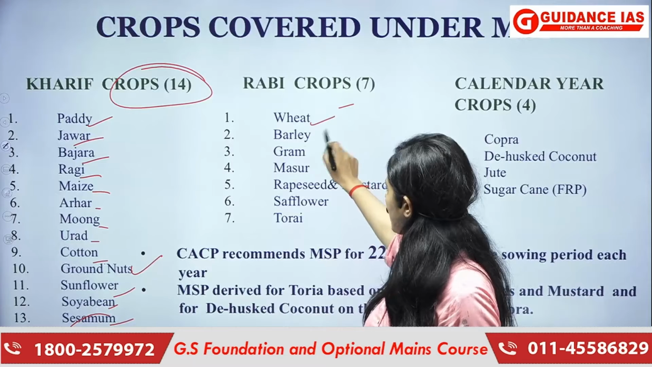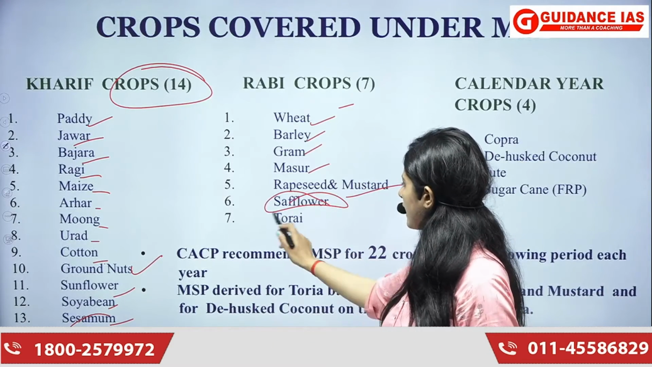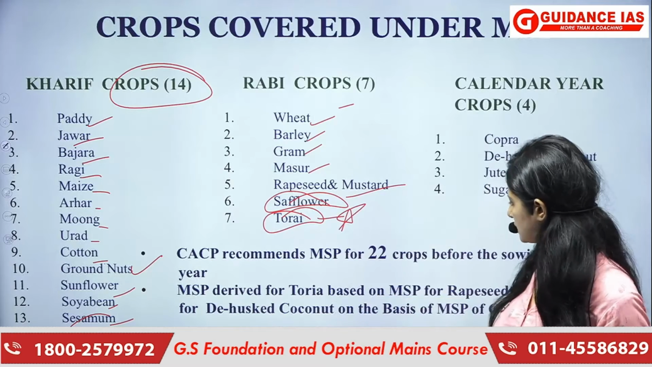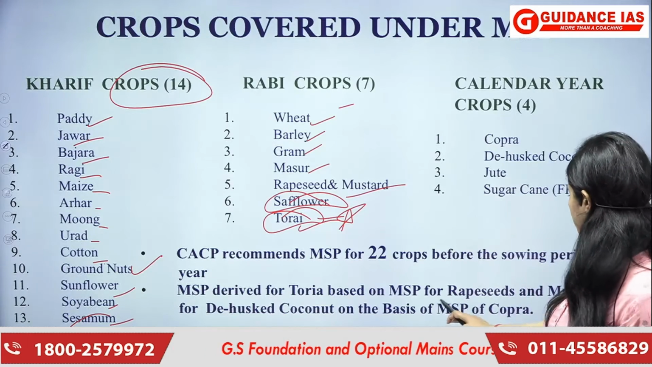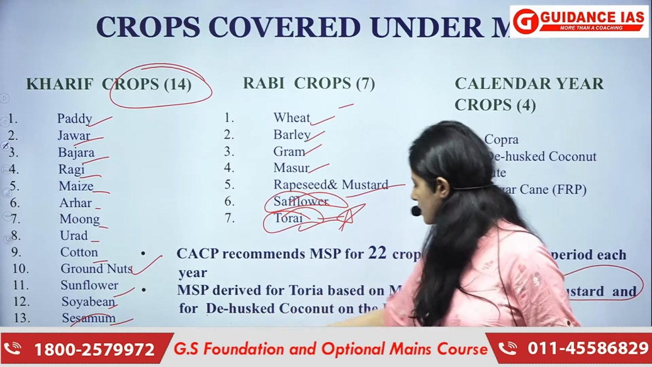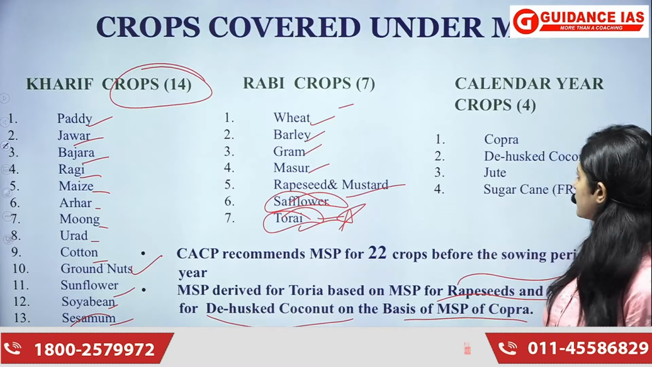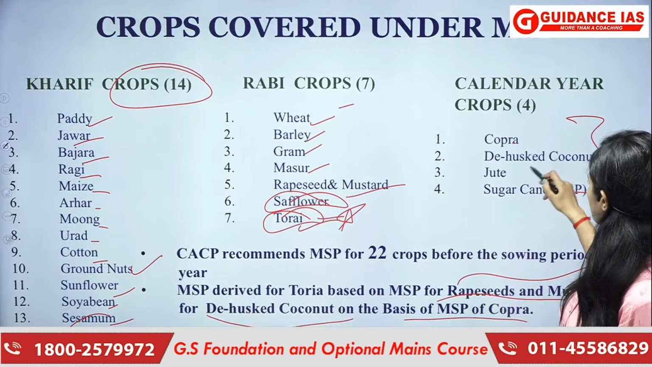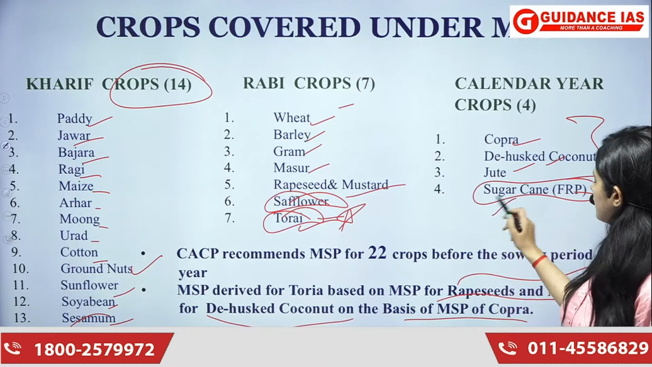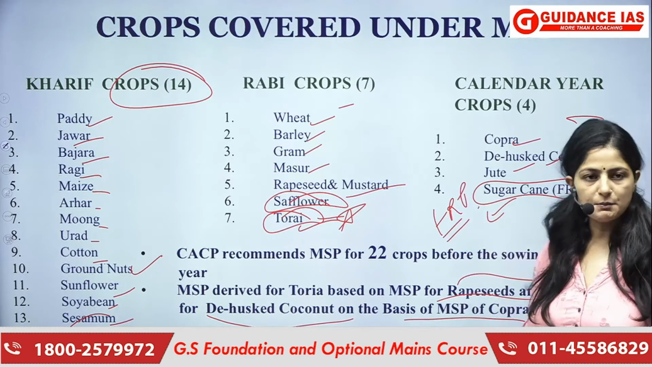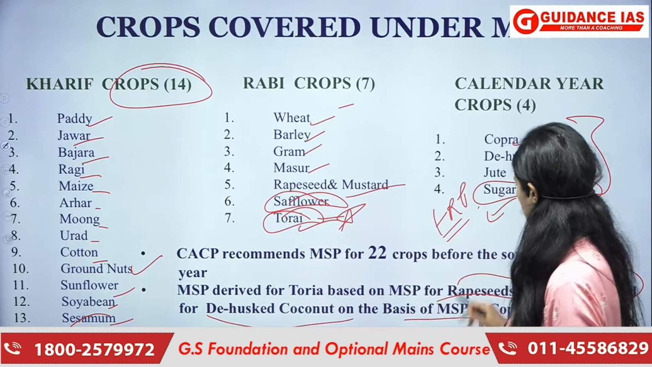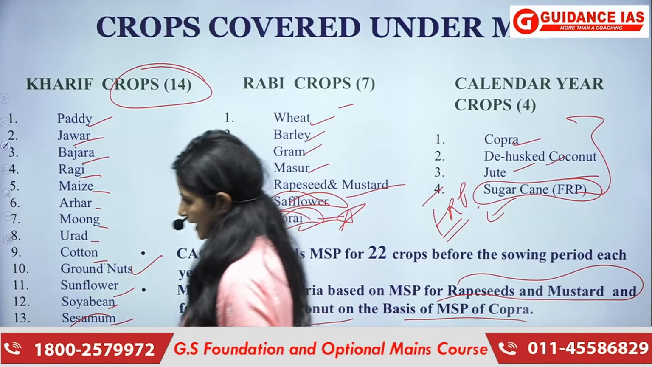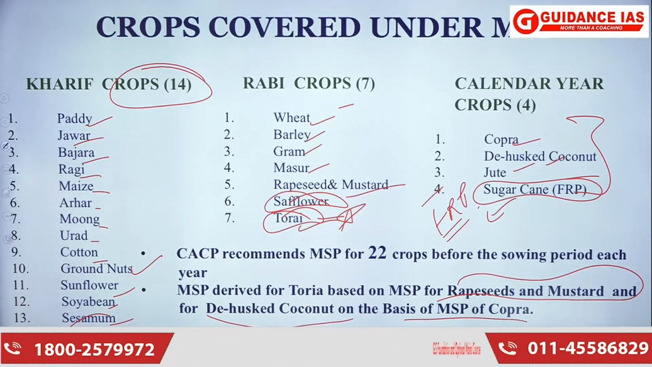For rabi crops, wheat, barley, gram, masoor, rapeseed and mustard, safflower and तोराई. तोराई का एक यहाँ पर मैं आपको बताना चाहती हूँ, जो तोराई के लिए हम MSP derive करते हैं, that is based on the MSP for the rapeseed and mustard, and for dehusked cotton on the basis of MSP of copra, right? And then there are some others, copra, dehusked cotton, jute. Sugarcane के लिए actually FRP is there, ठीक है, it's not MSP. Sugarcane के लिए we use FRP, fair and remunerative price, right? So this is for sugarcane. So you can take a screenshot of it. This is a really important list.